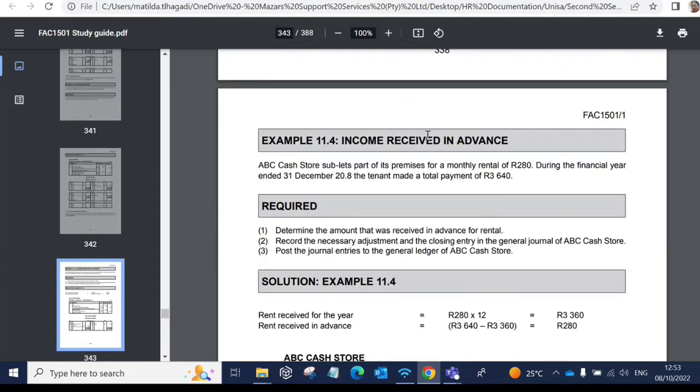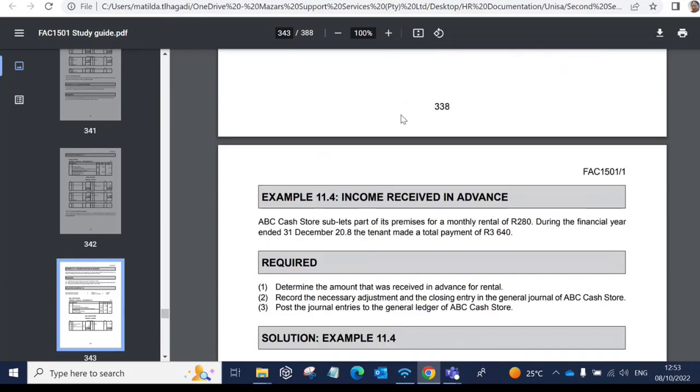Okay. So let's do this example. ABC Cash Stores sublets part of its premises for a monthly rental of 280. During the financial year ending 31 December, the tenant paid a total payment of 3,640. Determine the amount that was received in advance.